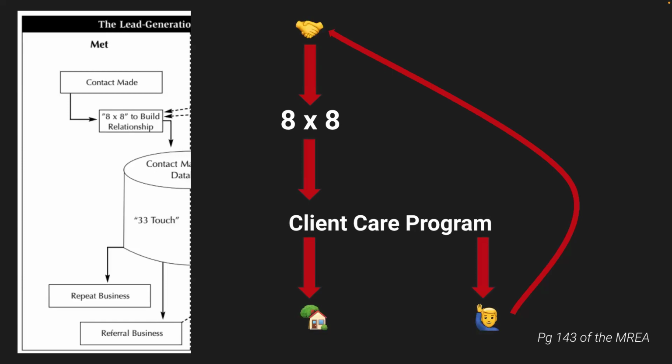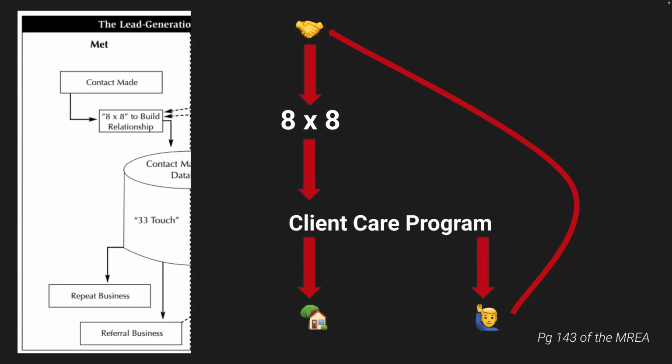We already talked about it, but basically, I meet Dave. Hey, Dave, nice to meet you. We get in touch, and he's no longer a lead, he's now a contact. For the next 8 weeks, I'm going to build a relationship with Dave. Ideally, this is what we call an 8x8. This is directly from the MREA: contact made, 8x8.